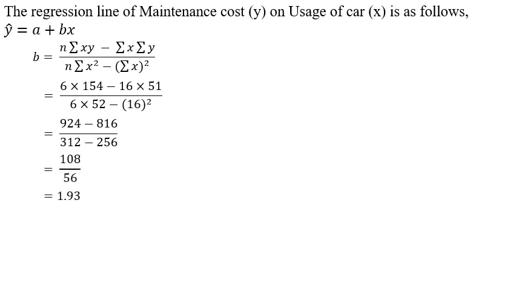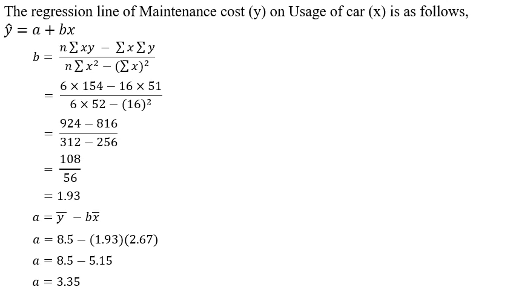of b as 1.93. Now put this value into our equation of a, that is y bar minus b x bar, that would be 8.5 minus 1.93 into 2.67. When you solve this equation by multiplication and subtraction, you will get a as 3.35.